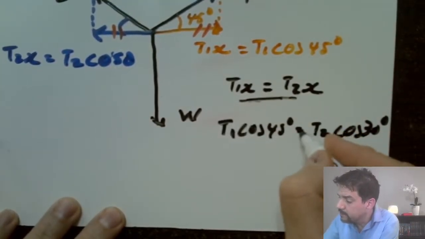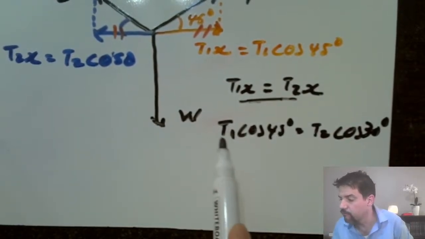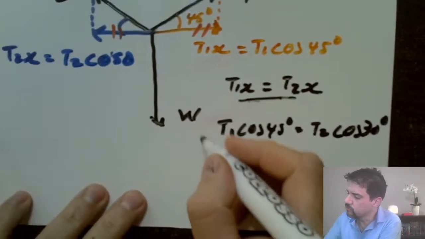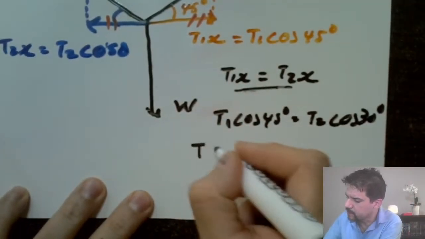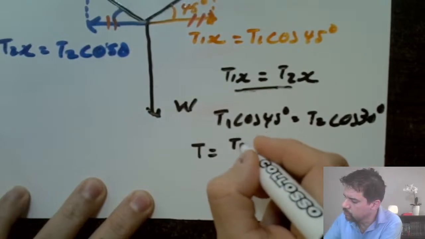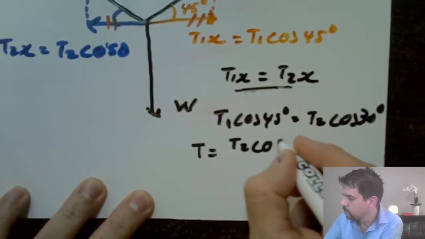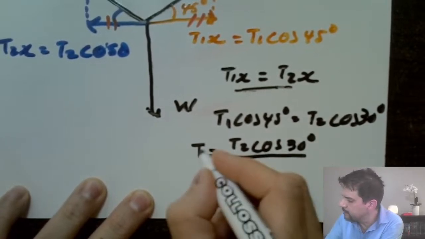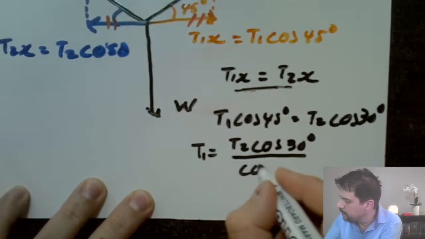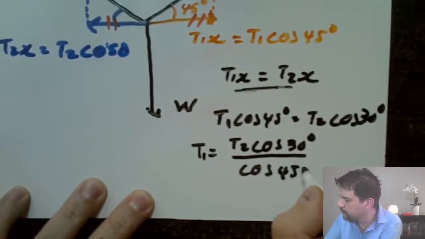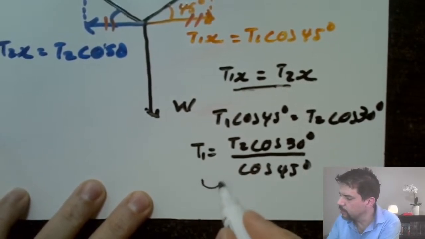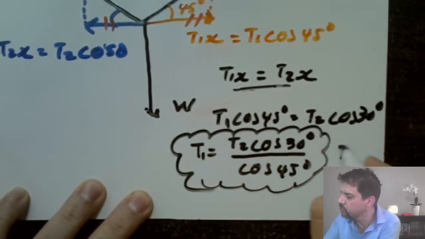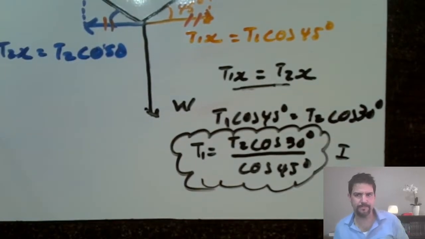Now, if you want, you can rearrange for one of the two T's. And that is what we are going to do. So we're going to say that T1, and this one is mathematics, is equal to T2 cos of 30 degrees divided by cos of 45 degrees. And this one, we're going to leave as equation 1 so we can substitute in the next work.